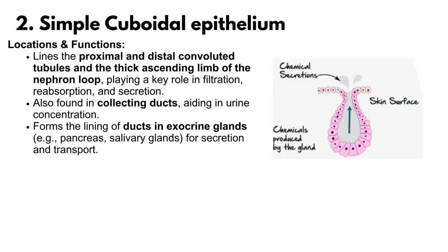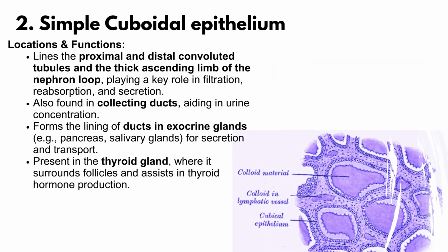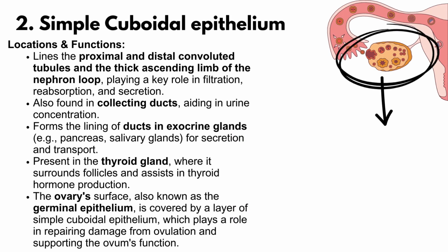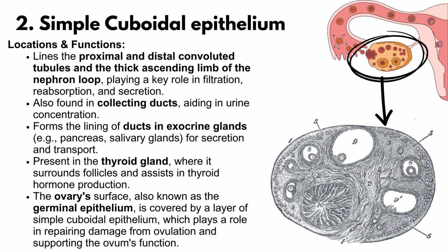In the glands and ducts, it forms the lining of exocrine glands, such as the pancreas and salivary glands, where it is involved in secretion and transport. In the thyroid gland, it surrounds thyroid follicles and assists in hormone production. On the surface of the ovary, it plays a role in ovulation repair and protecting the underlying structures.